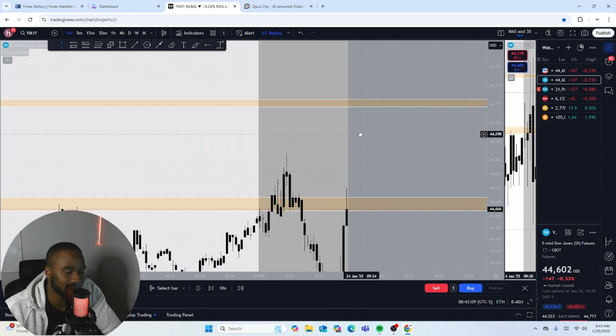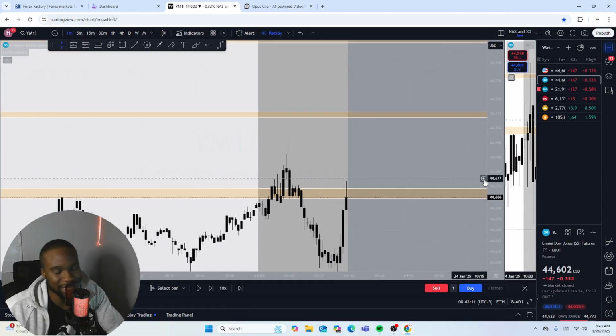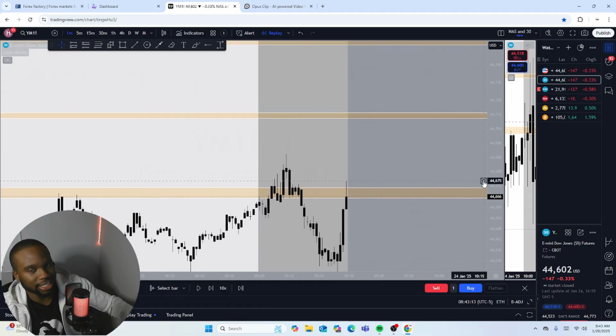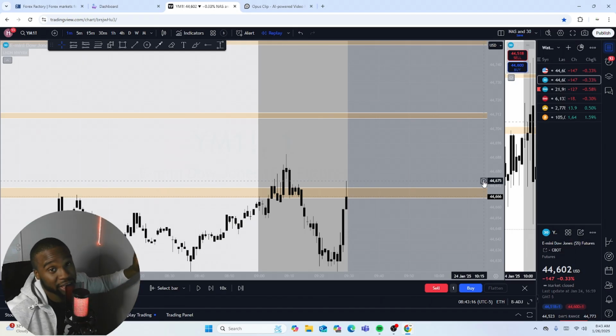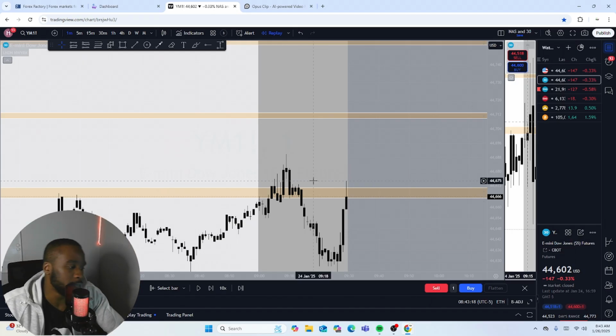minute time frame. Now I'm looking for my entries. On the 1 minute time frame, I'm looking for how it correlates with these areas of interest that I drew on the higher time frames, 15 minute, 1 hour.